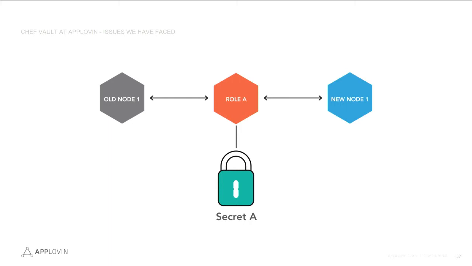As we've scaled, we've developed a convention of assigning one vault item to a role. So essentially, we have a one-to-one mapping of vault items to roles. And this made our procedures more or less self-contained.